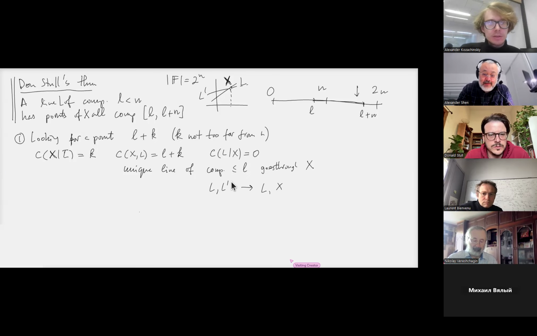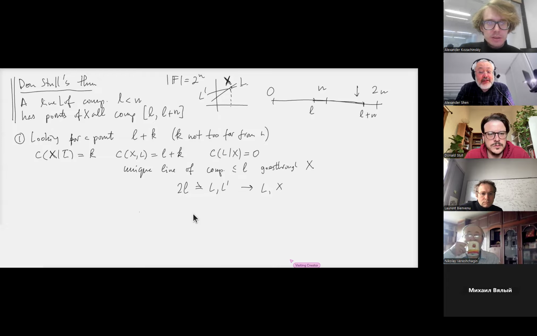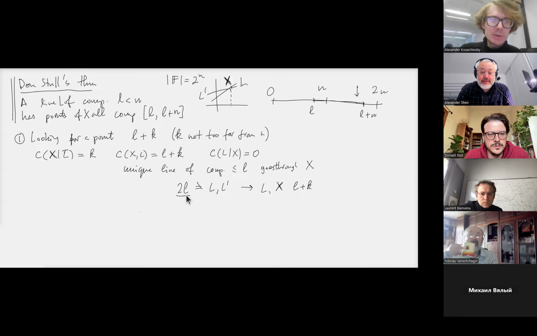So given L, you can describe x by just describing L prime, and you get less than k bits. We can describe the pair (L, x) just knowing L and L prime. And this has complexity L plus k. I was just talking about the conditional complexity of x given L.